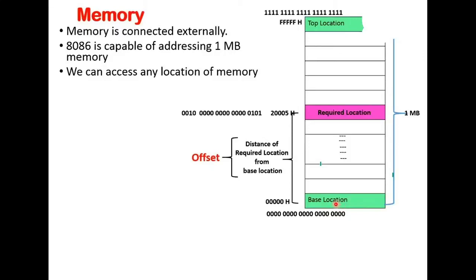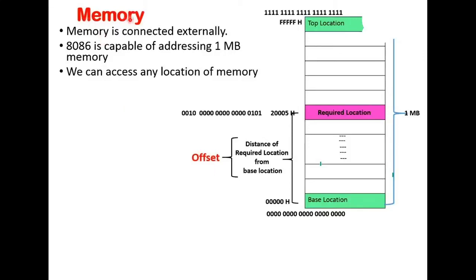From the starting location, how far is my required location? Your required location is how far from the base location. That distance we can call the offset address. That distance is called the offset, right? You will come to know where this offset will be used, and why and from where we need to use it, slowly we will discuss.